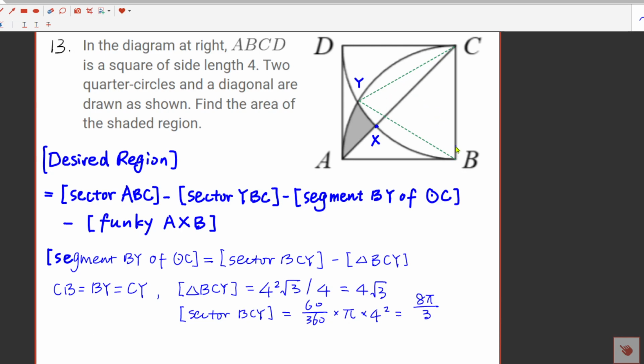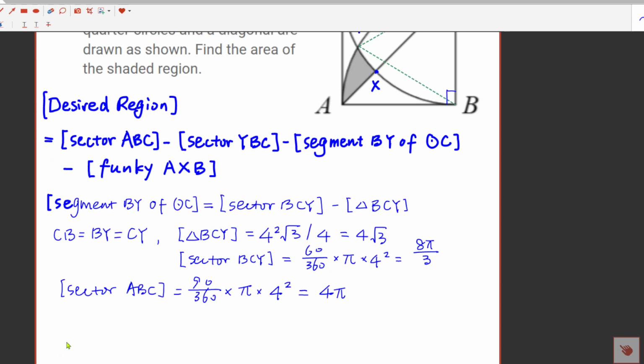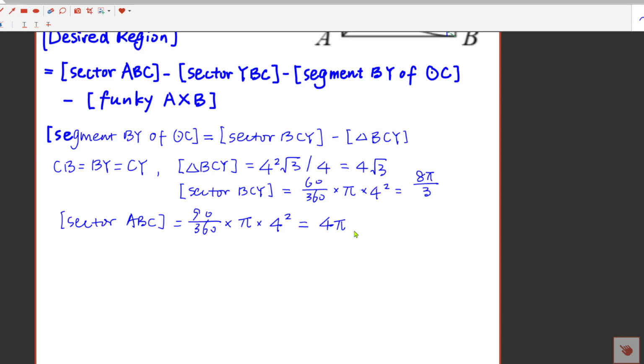Also, angle ABC is 90 degrees. And this tells us that the area of sector ABC is 90 over 360 times pi r squared, which is BC squared, right? So again, that's 4 squared, and that's actually 4 pi. Okay, then we have the desired region. Put all these values in.